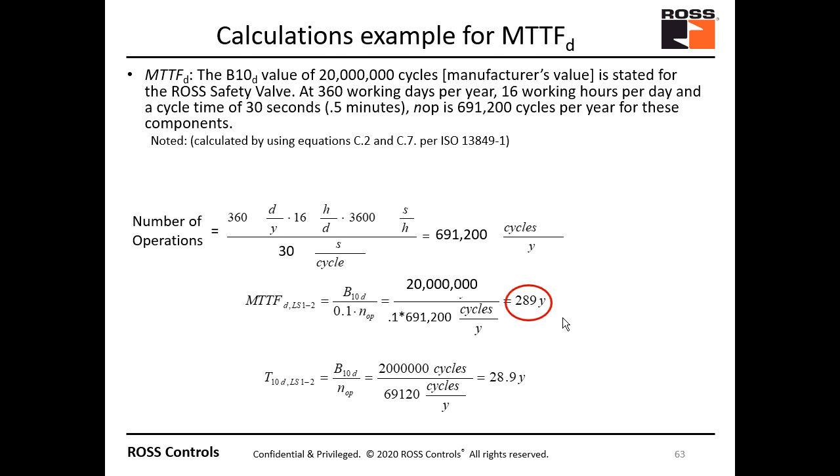So, for example, if I had my machine and I knew that the B10D value of my valve, which the Ross RSE valve is rated at 20 million, so I'd have 20 million, and let's say our machine is operating 360 working days per year, 16 working hours per day, and a time cycle of 30 seconds or every half minute. Our number of operations per year would be 691,200. What I would do would be divide 20 million, which is our B10D, by 0.1 times 691,000, which would give me a value of 289 years, which would be my MTTFD value.